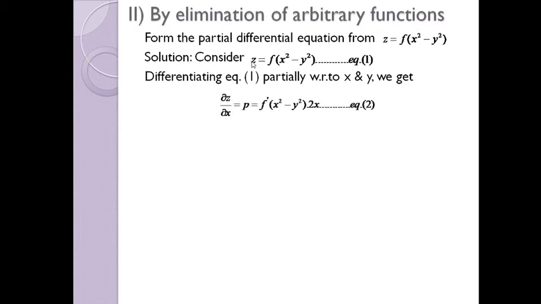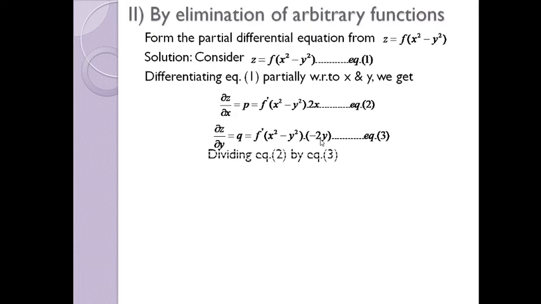Then differentiation of z: del z by del x equals p f dash of x square minus y square into the 2x term. Then del z by del y equals q f dash of x square minus y square into the derivative of this bracket, which is minus 2y. Now divide equation 2 and 3.